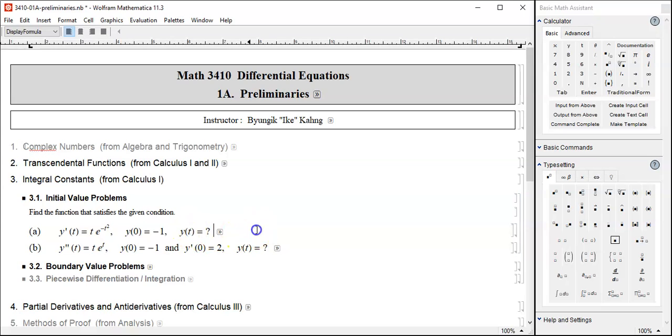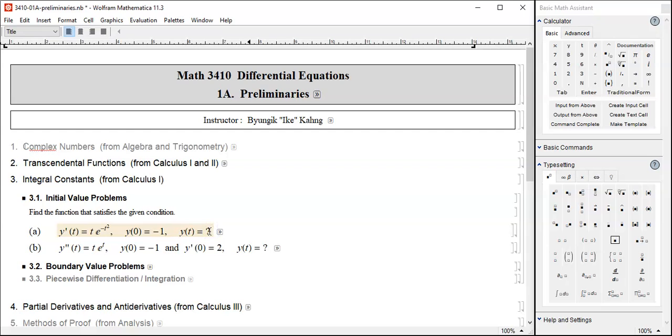Here's a motivating example. Y prime, the derivative, is given as this function, and we have the initial value y of 0 is -1. Using these, I have to find the original function y of t. This is an example of a differential equation: an equation related to the derivative and differentiation, where I'm looking for the original function y of t.